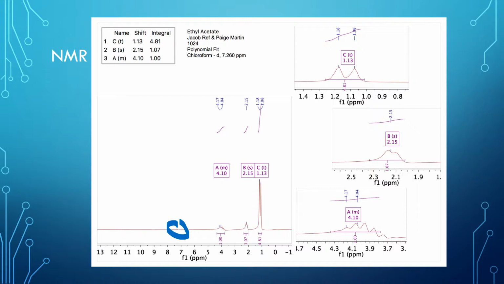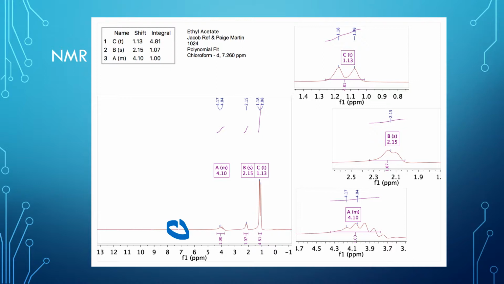The shifts of these peaks suggest that there's an ester within the molecule, because esters are usually seen with shifts around 3.7 to 4.4, as well as 2 to 2.2 in an NMR. The peak represented by letter C represents the primary alkane hydrogens with a peak between 1.0 and 1.2.